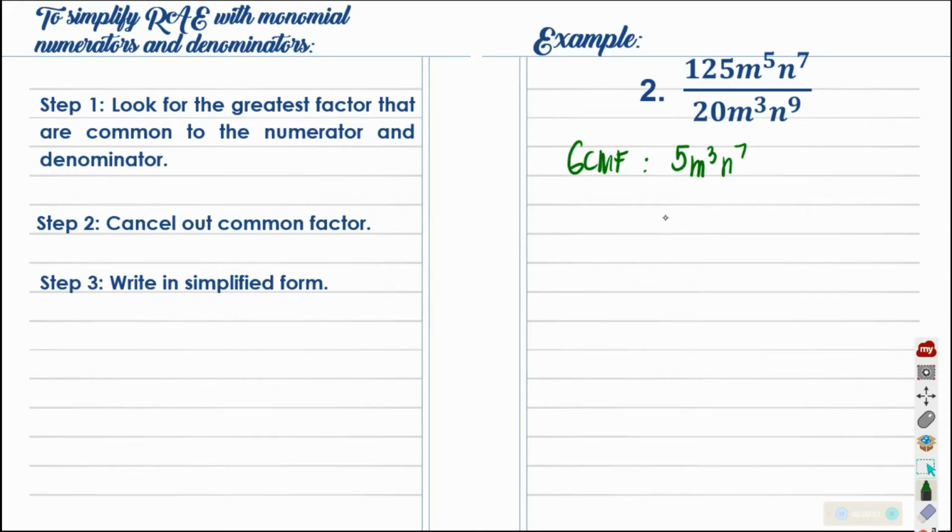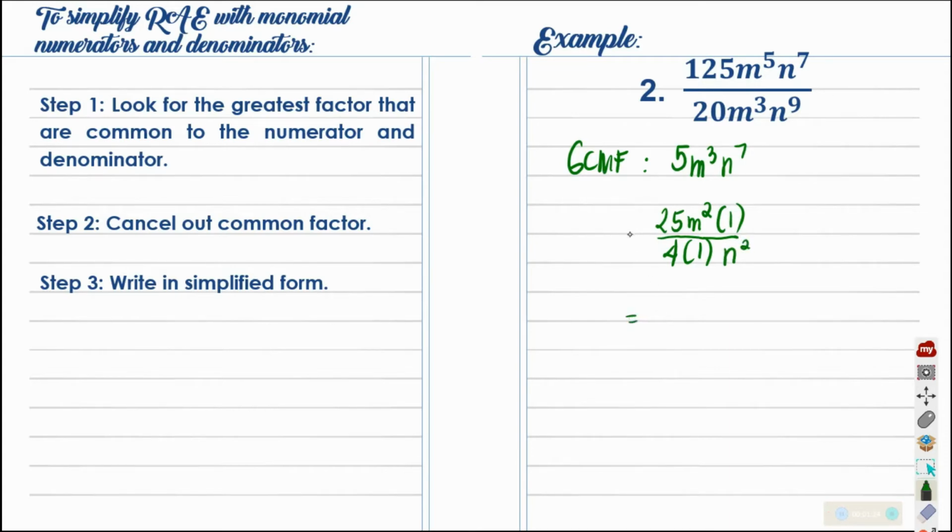125 divided by 5, we have 25. M to the 5th divided by m cubed, the answer is m squared. N to the 7th divided by n to the 7th, the answer is 1. All over 20 divided by 5, we have 4. M cubed divided by m cubed, we have 1. N to the 9th power divided by n to the 7th power, meron tayong n to the 2nd power.